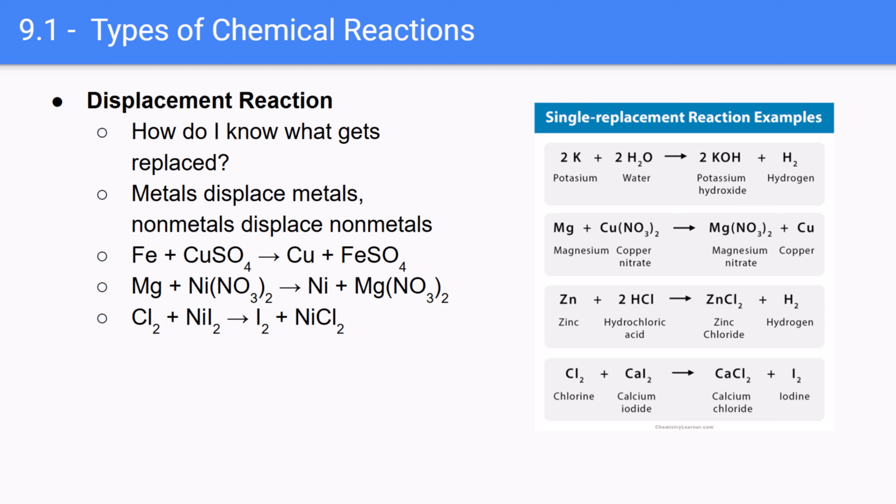Look at the example of magnesium and copper. They trade places in that second equation, and that is because magnesium is a metal and copper is a metal. They both have positive charges. They're not going to bind together, but rather they're going to switch places. Same with zinc and hydrogen here.